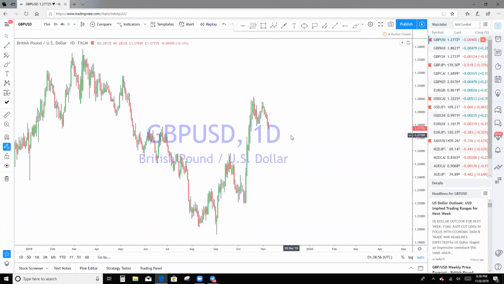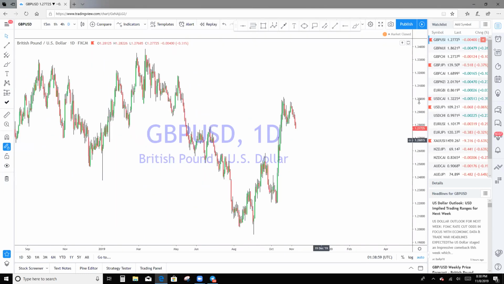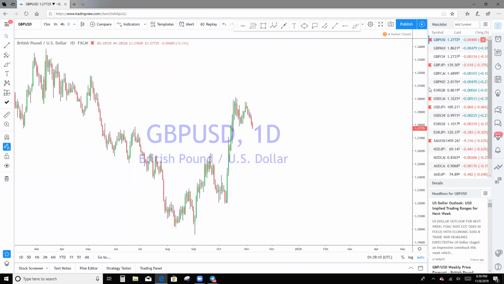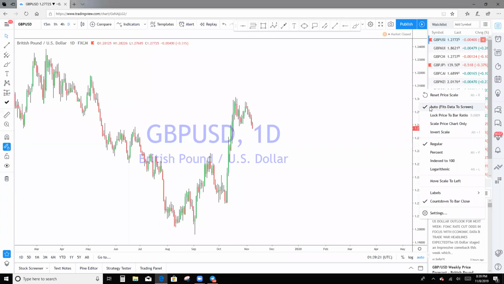Now, what I like to do personally is start on the daily charts. The daily time frame is going to tell you the market's overall bias, where it's generally been moving. For the newbies, this is tradingview.com. You also want to make sure you go over here to the right hand side and right click. Make sure your auto fits data to the screen. That way, when you're going to different time frames, it automatically takes you to where you need to be looking on the chart.